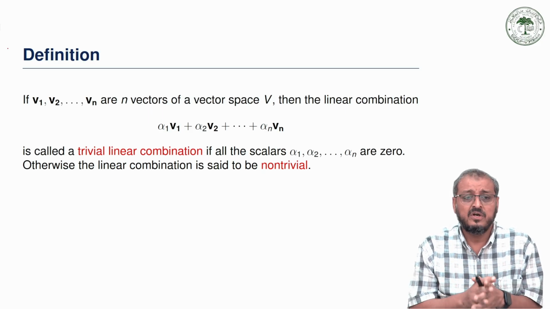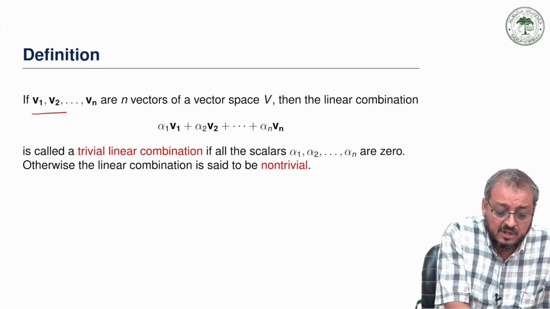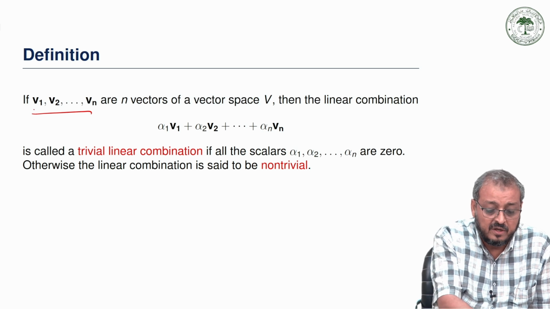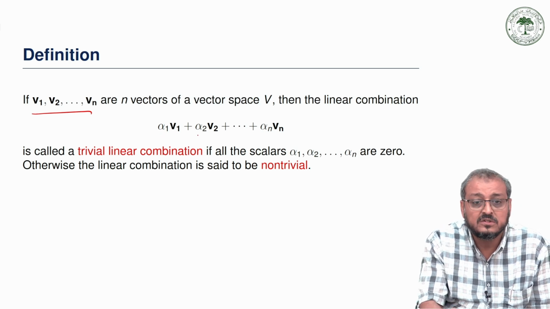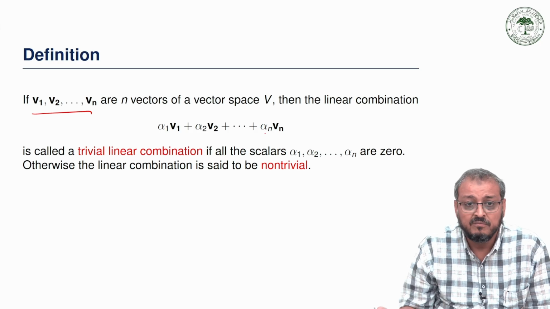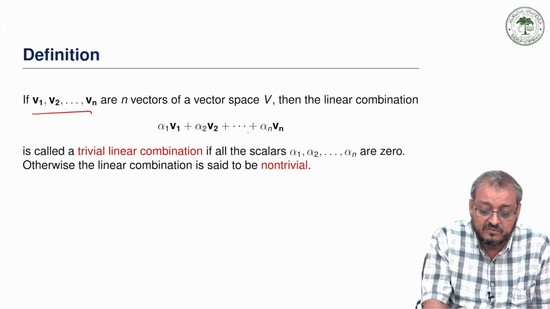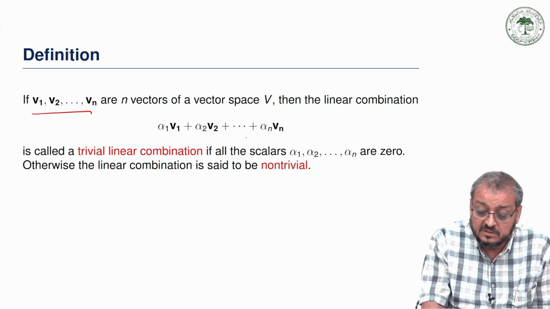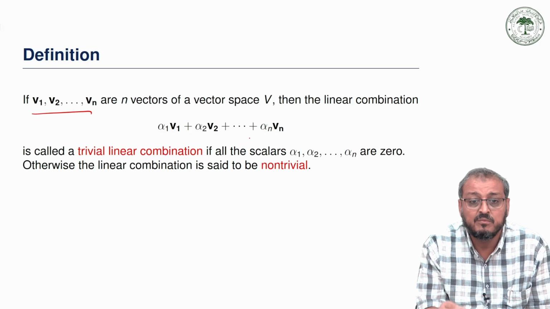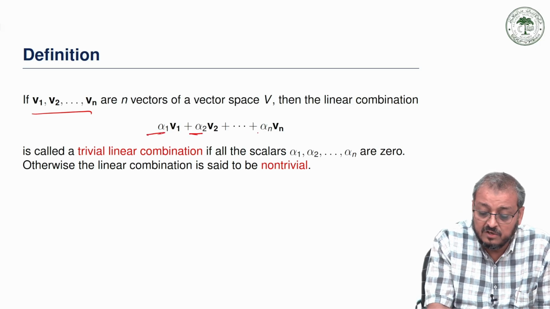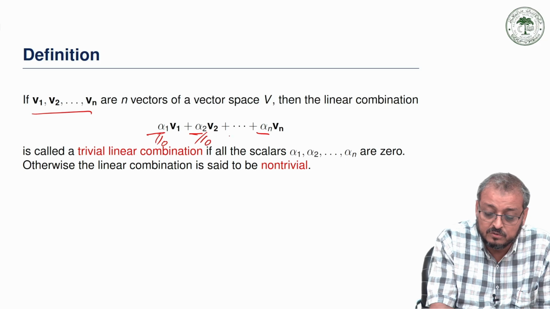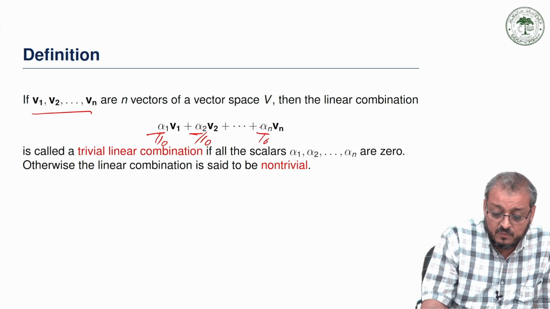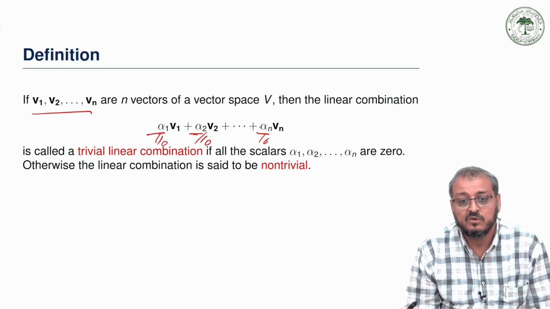If V1, V2, ..., Vn are n vectors of a vector space V, then a linear combination we can write in the form of alpha 1 V1 plus alpha 2 V2 plus and so on, alpha n Vn. This is called a trivial linear combination only if all the scalars are 0. So alpha 1 should be equal to 0, alpha 2 should be equal to 0, and so on; each and every scalar should be equal to 0. Otherwise, this linear combination is a non-trivial linear combination.